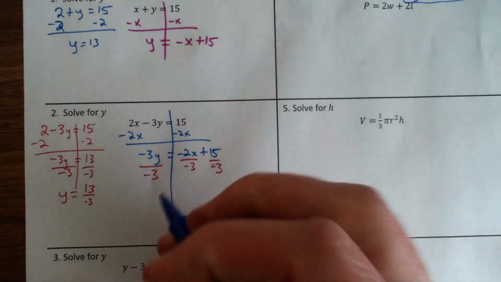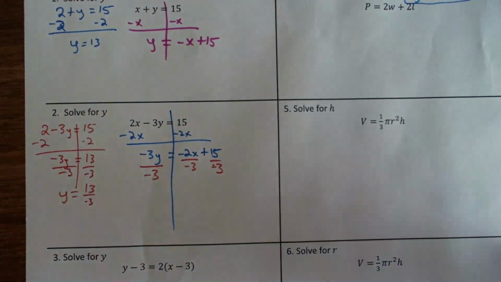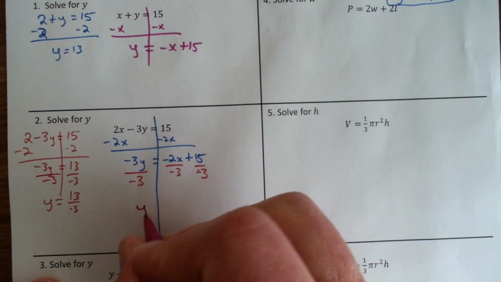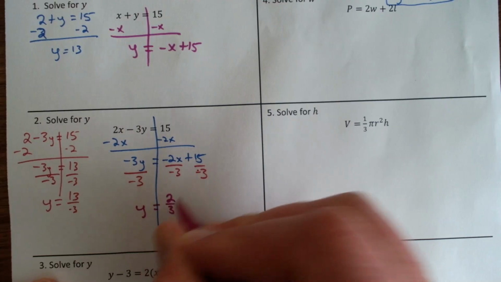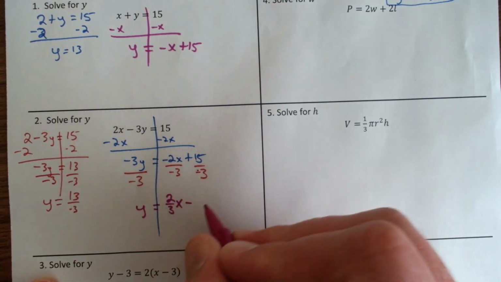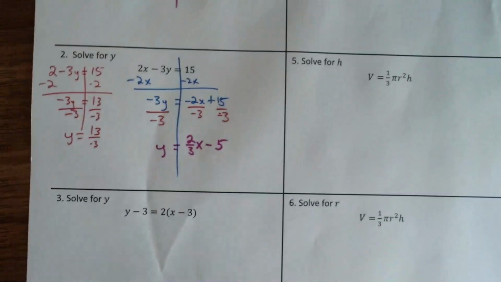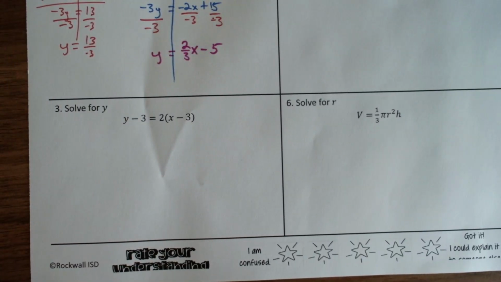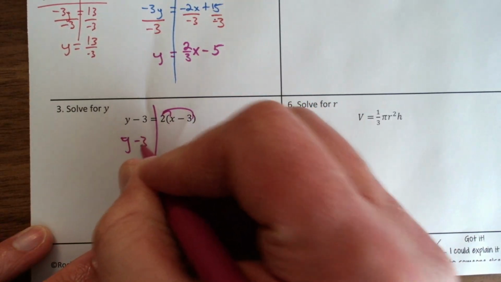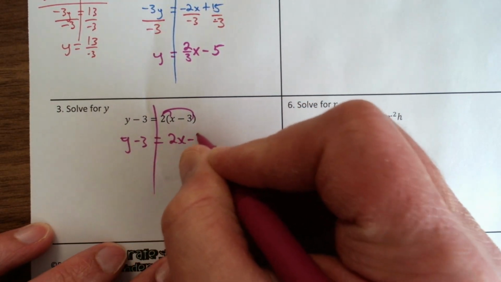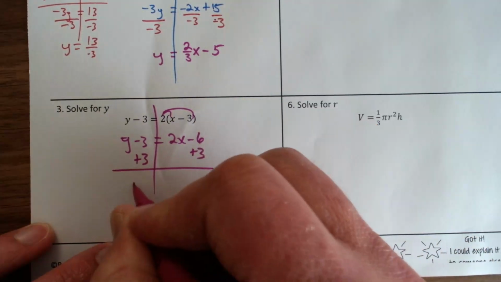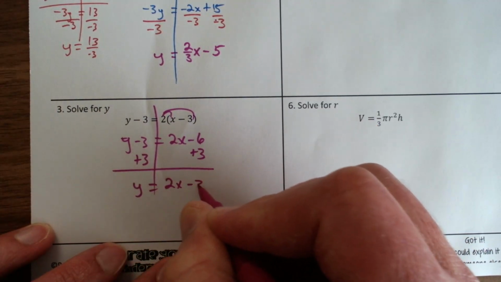And you see how I did it individually this time? I did it individually so I wouldn't have to distribute it later. So this is y equals 2 over 3 x, because negative over a negative becomes a positive, minus 15 divided by 3, which is 5. Solve for y. I'm going to distribute first. Y minus 3 equals 2x minus 6. And then I'm going to add 3 to both sides. Y equals 2x minus 3.